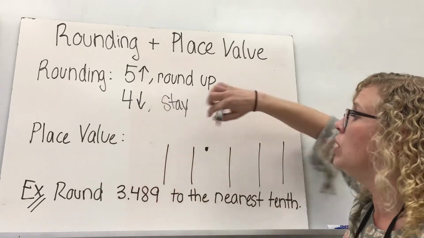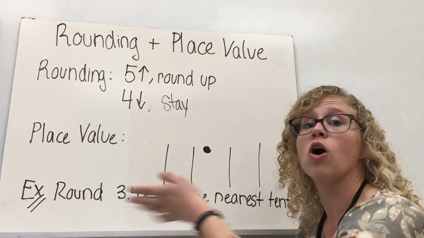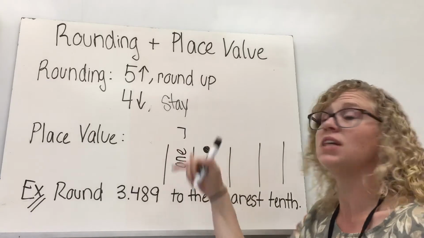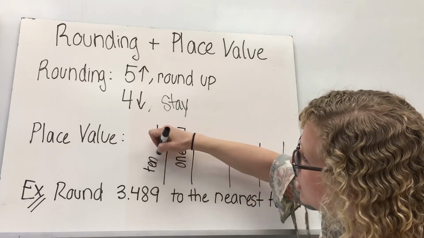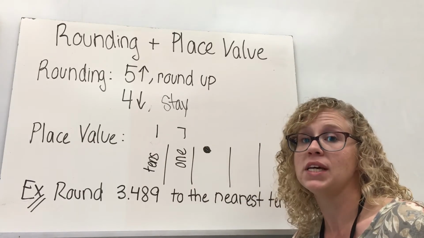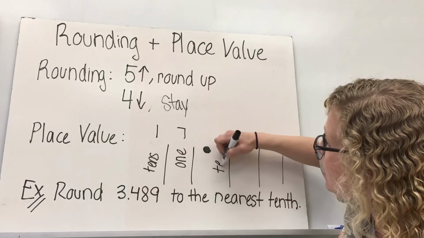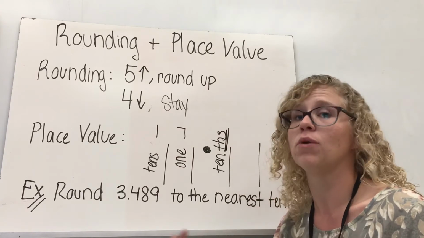So according to place value, here is my decimal. On the left side of our decimal are the whole numbers. If we have a number 7, this would be 7 ones. If we have a 17, we know that the 1 is now in the tens place. On the decimal, we don't have a ones place. We start out with the tenths place. Now I'm saying tenths with a THS at the end. That represents the decimal portion of the number.